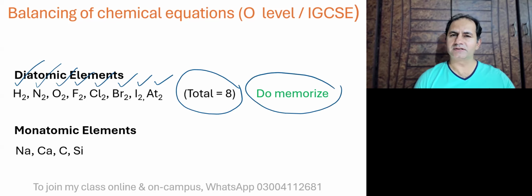Monatomic elements are just written as sodium Na, and there is 1 below the sodium, and we don't need to write 2 or 3 below the sodium. Similarly, calcium is Ca, carbon C, silicon Si.